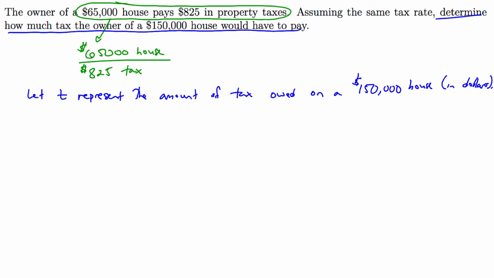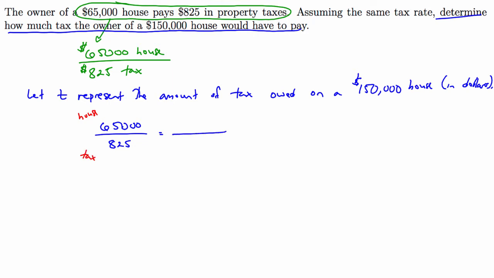Now that we have a variable to represent the answer to this question, the unknown in this particular situation, we need to set up an equation to solve. The equation again will set up one ratio that has everything known compared to a ratio that is missing a key piece of information. The ratio that we know compares the $65,000 house to the $825 taxes. It's important to remember we're putting the house value up top and the tax value in the bottom.